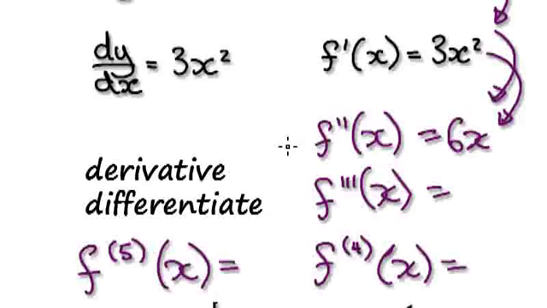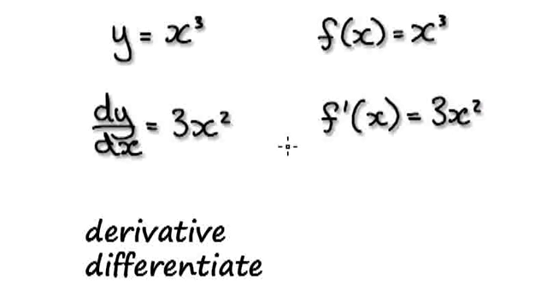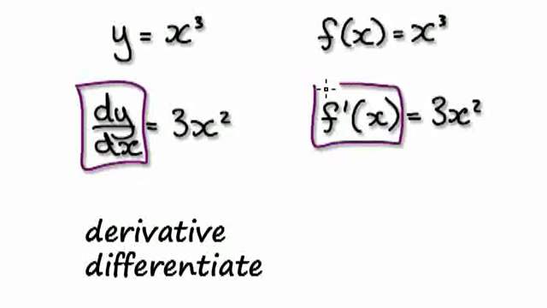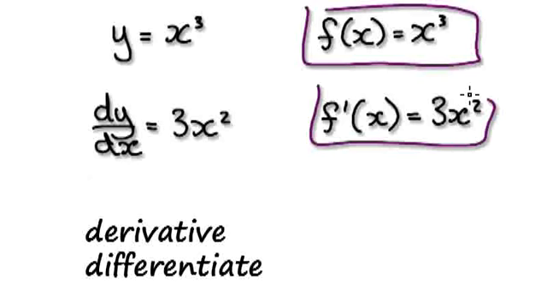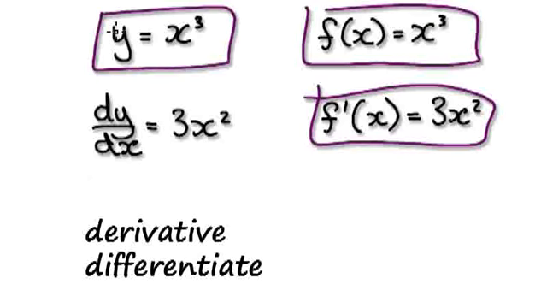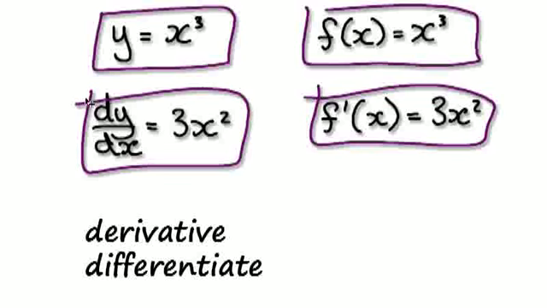Okay. So there are 2 ways of expressing the gradient. One is to use dy by dx, and the other one is to use this notation. So this notation is good for functions. This one here is if you're given an equation, then use this.